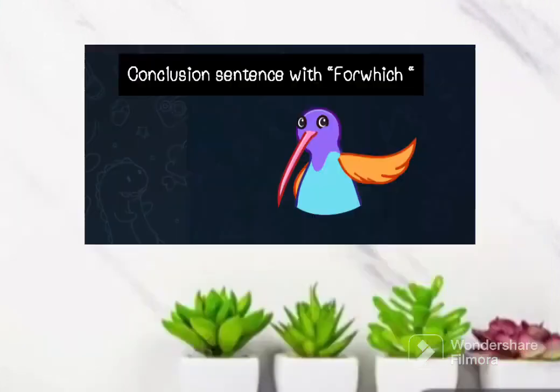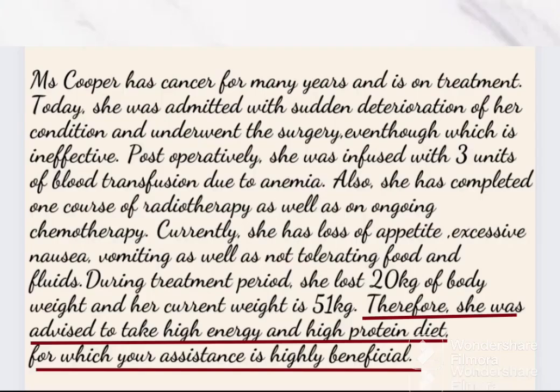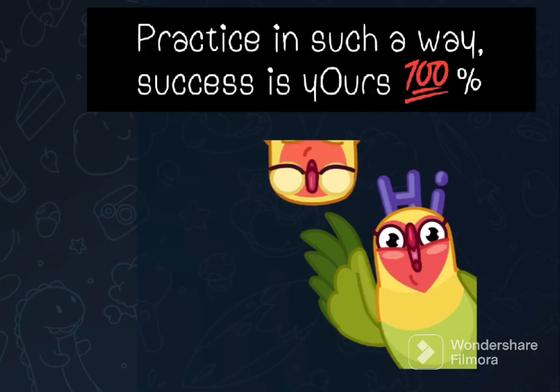And another one, I will tell you, which. We can use which also for the same scenario. Here I mentioned she was advised to take a high energy and high protein diet, for which your assistance is highly beneficial. That means the doctor has already advised a high energy and high protein diet, but this patient doesn't have tolerance to oral food intake or fluid intake. Therefore, active management or active suggestion is required from your service. So which also we can use for negative impact. That means active management is needed. There is a problem that exists. So all these connectives we can use effectively to make a conclusion sentence.